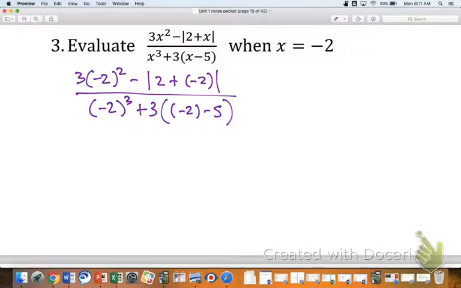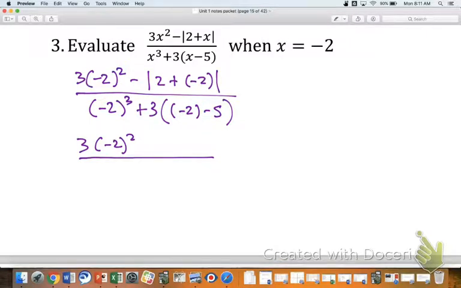So in the numerator, I see some work to be done in the parentheses, in the grouping symbols at least. So 3 times negative 2 squared plus, inside those absolute values, I've got 2 plus negative 2. What's that? 0. And what's the absolute value of 0? Wow, I can just get rid of that altogether. So I'll get rid of that plus sign. Leave that alone. So that numerator just got a lot easier.